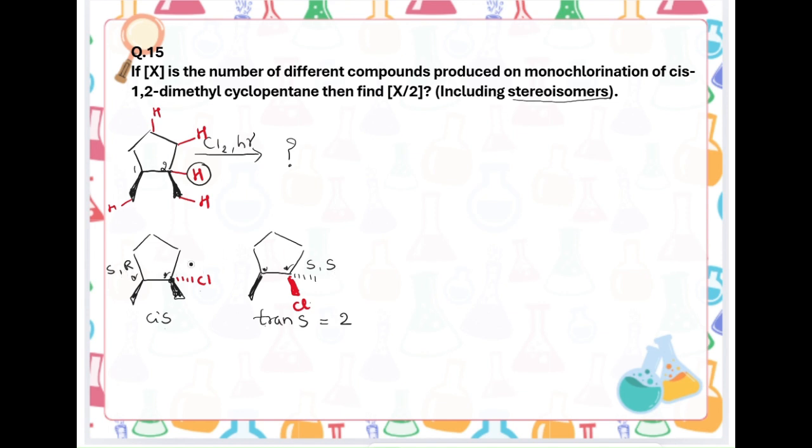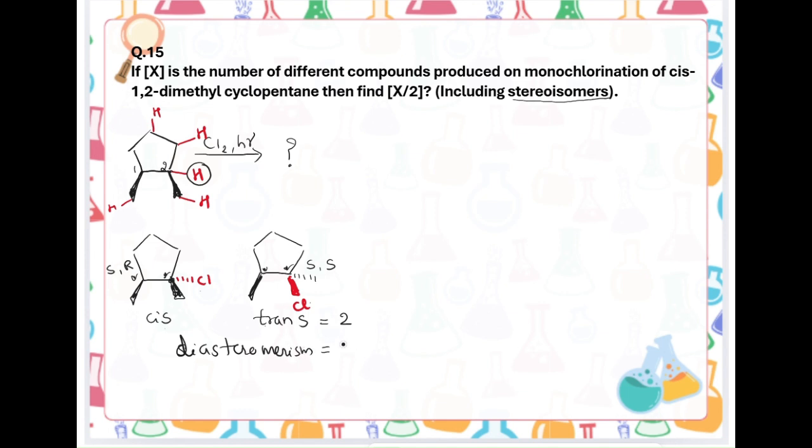And what is the relation between SR and SS? It is diastereomers. That means not just geometrical, it is exhibiting the optical isomerism also. That means what? Due to the stereoisomerism, the two diastereomers. Let me write that also.